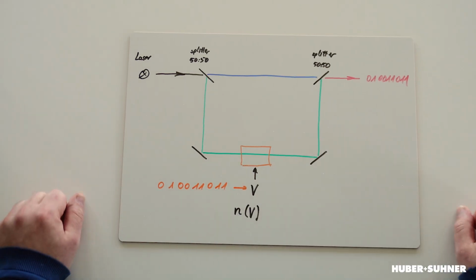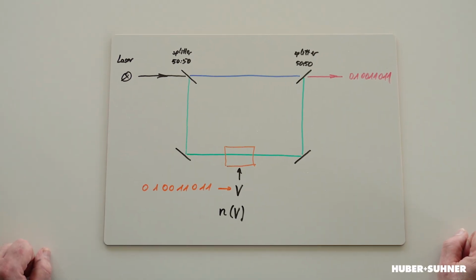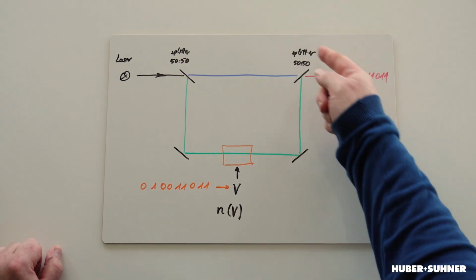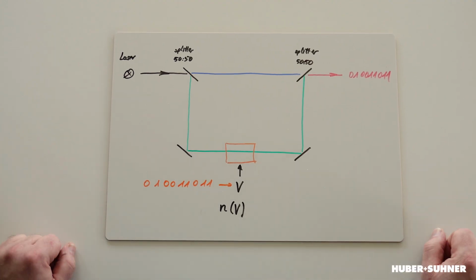This principle is used to modulate optical signals in a transceiver. Here depicted we have a Mach-Zehnder interferometer, named after the two inventors, Mr. Mach and Mr. Zehnder, who did the invention in parallel. At the input we have a laser running continuously, and the laser light is hitting the first beam splitter here. So we have two beams, the blue one and the green one. At the end, the two signals are recombined again and they can interfere.